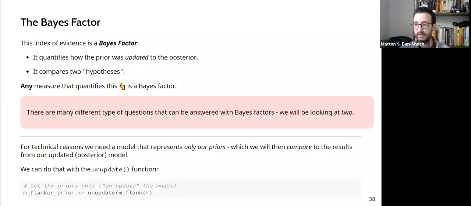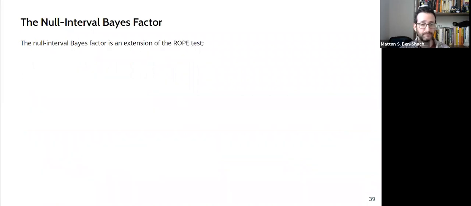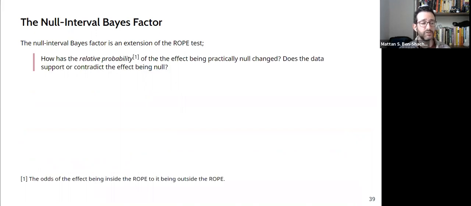So the first Bayes factor we will be looking at is called the null interval Bayes factor. It is an extension of the rope, which we saw before. And it answers the question, how has the relative probability of the effect being practically null changed? Does our data support or contradict the effect being null?